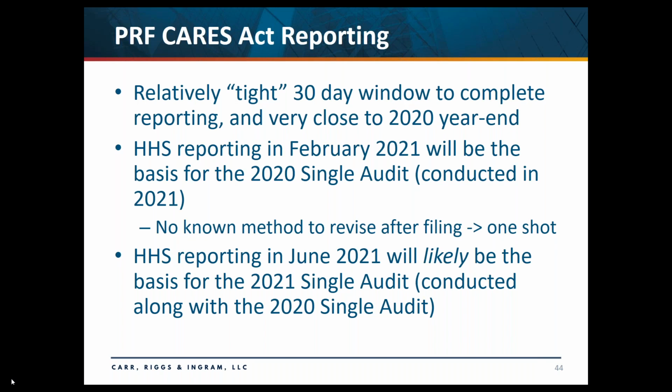But anyway, you'll have your 2020 single audit done in 21, and then I told you what's going to happen with the 21 single audits. It's very likely that if you have a June 2021 reporting requirement, that'll be your 21 single audit, which will also be in 21. So in the 21 single audit, you'll have 20 and 21.